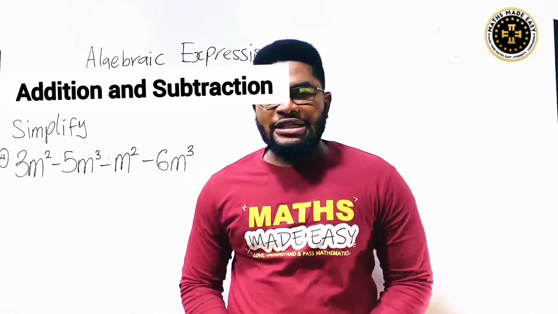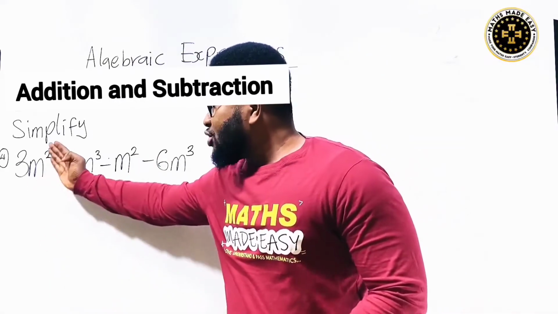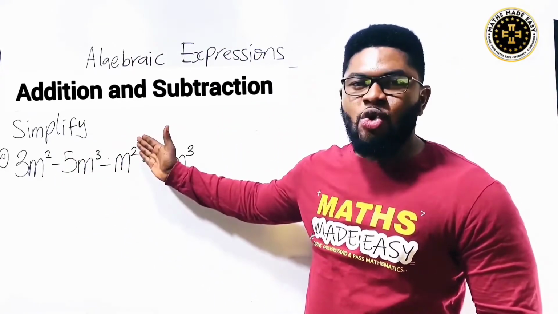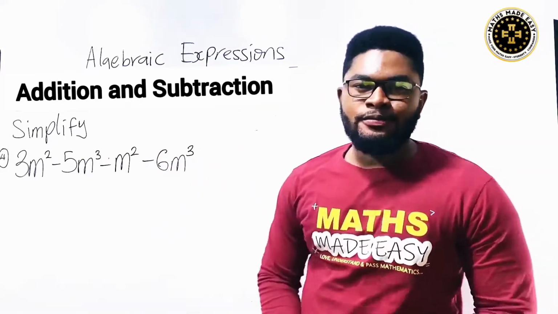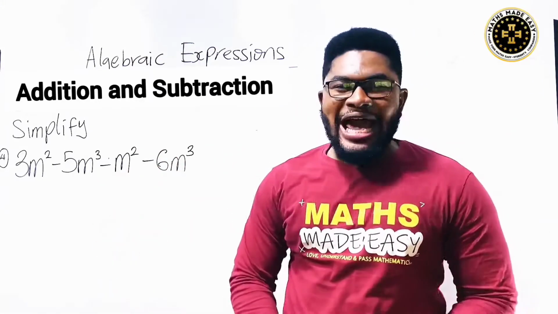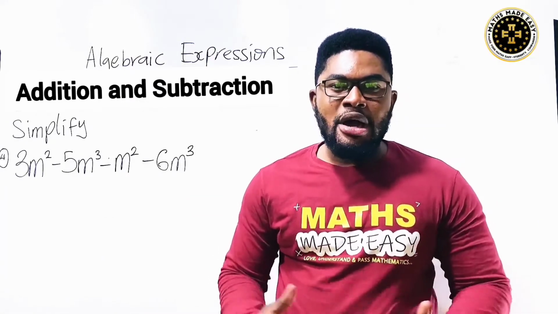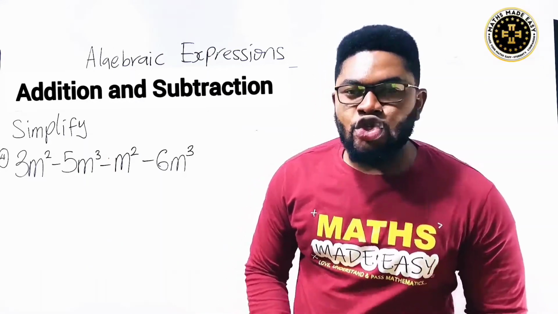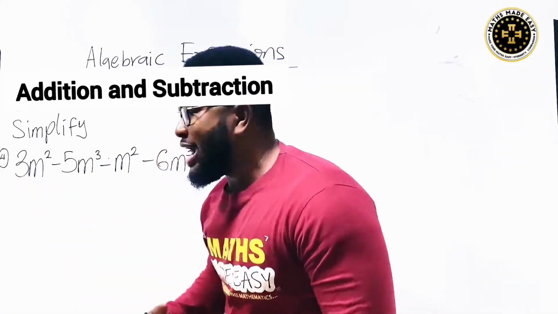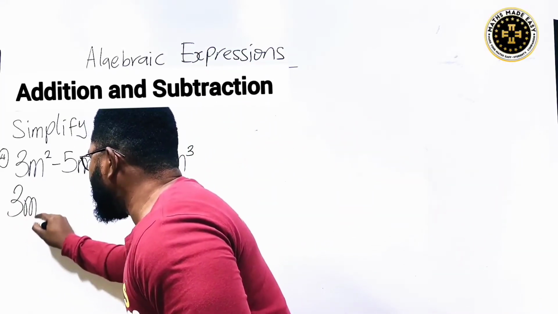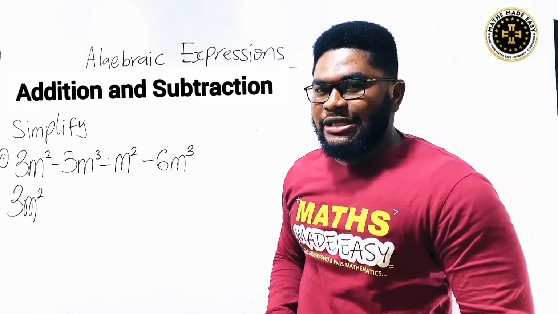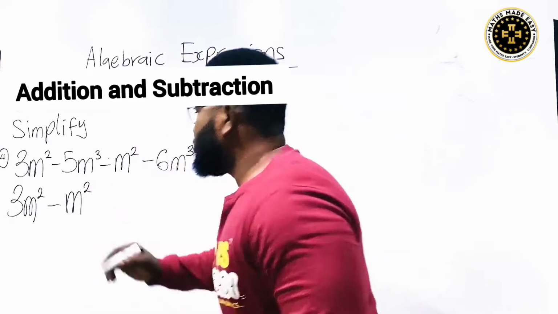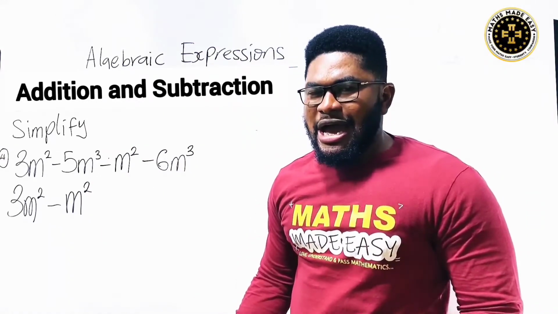In this question, we can see that we are simplifying 3m squared minus 5m cubed minus m squared minus 6m cubed. As usual, let us group like terms since the powers of the variable m are not the same. Now, I will consider m squared as my first like term. So I will head straight to 3m squared. So you write 3m squared. There is another m squared, which is minus m squared. So minus m squared. The m squareds are done.